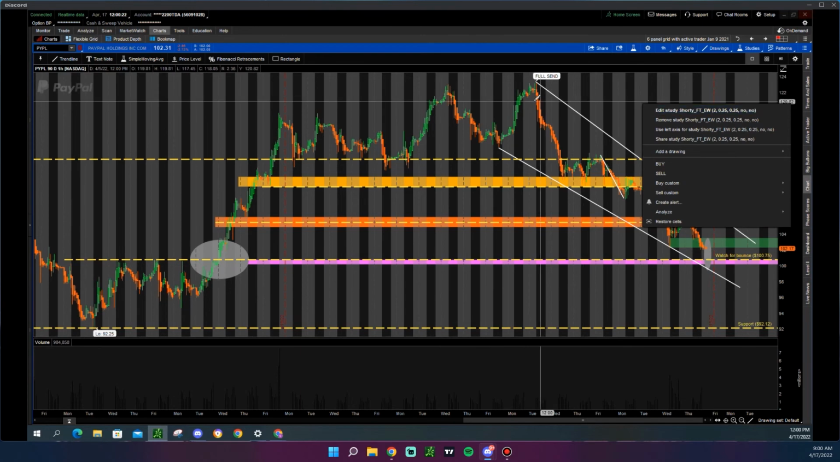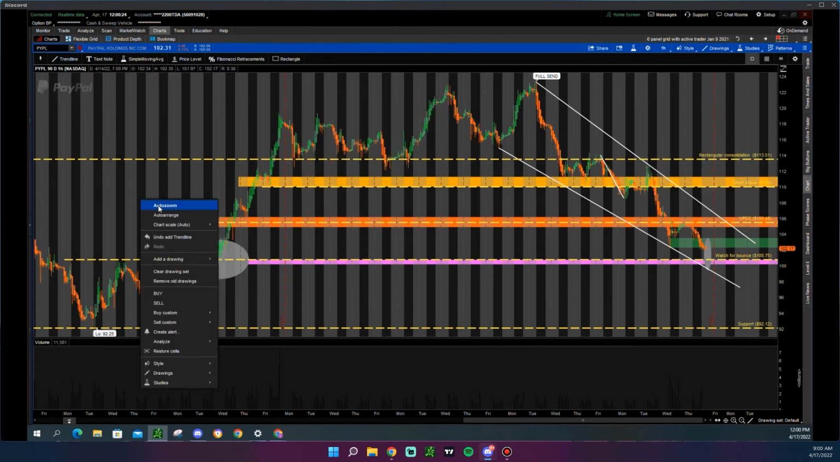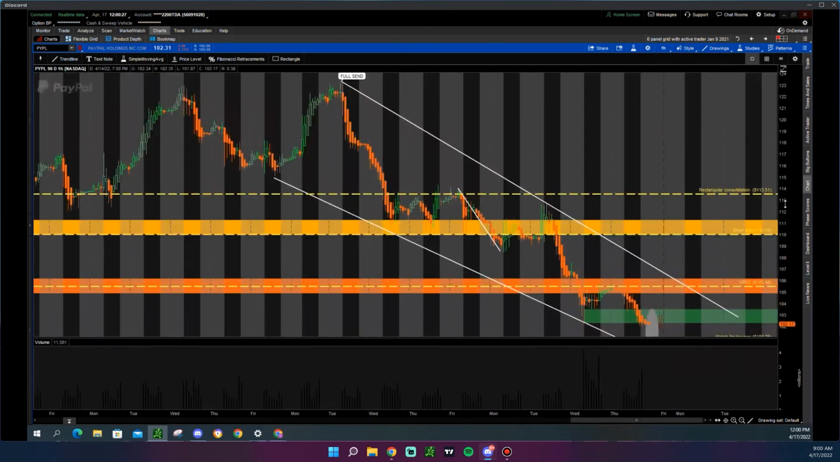And this happens to be just Shorty's favorite pattern here that's being formed.